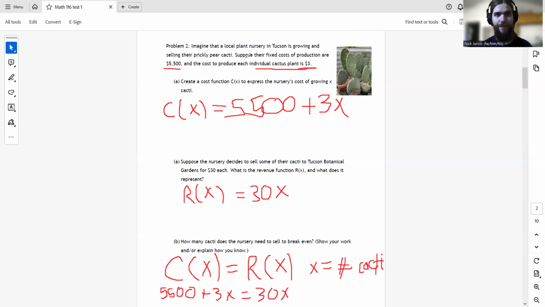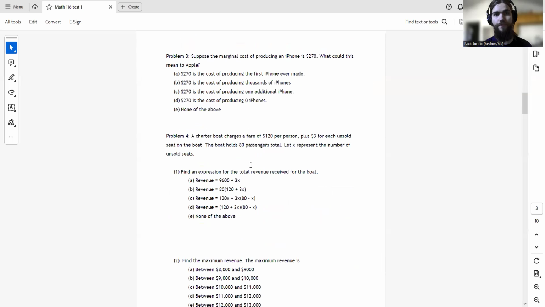That's pretty much all I have to say about this problem. So I'm going to clear these and scroll to the next page. Okay.